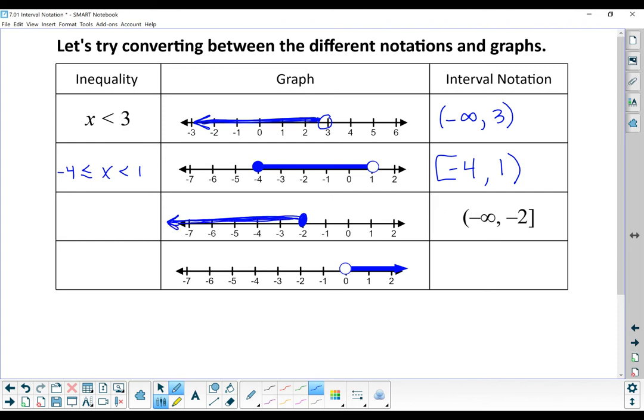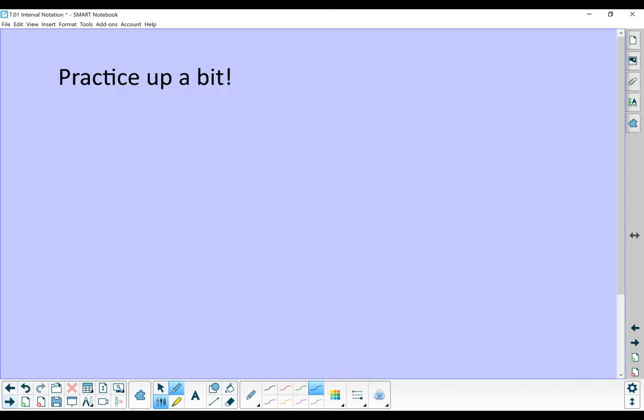To write that as an inequality, it would be that these are all the numbers less than -2. So x is less than or equal to -2 because our boundary value -2 is included. Okay, our last one. Let's write the interval notation first. Our boundary value is 0, so it's from 0 to infinity. To write that as an inequality, that would be x is bigger than 0. 0 is not included, so it would be strictly greater than 0. All right.